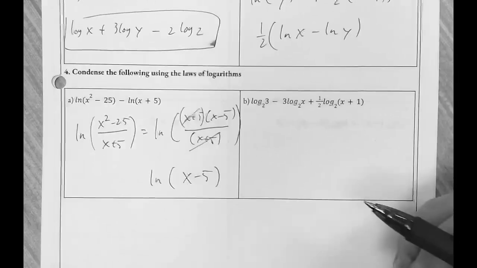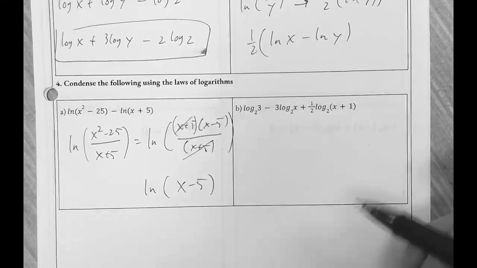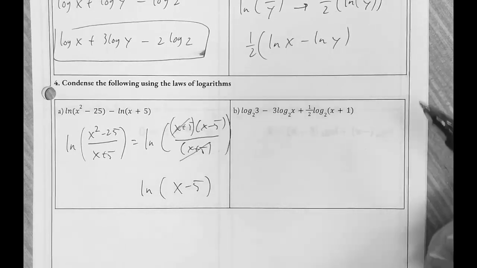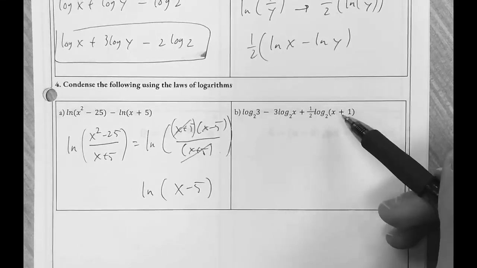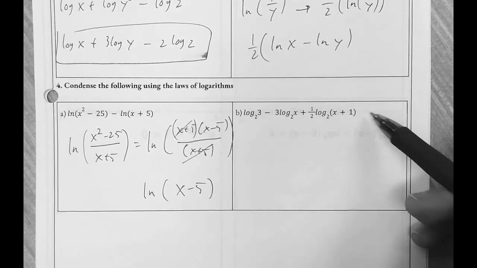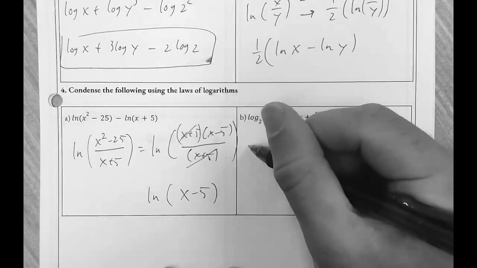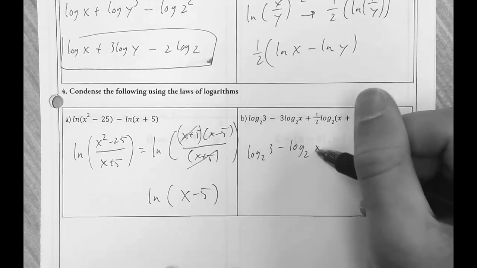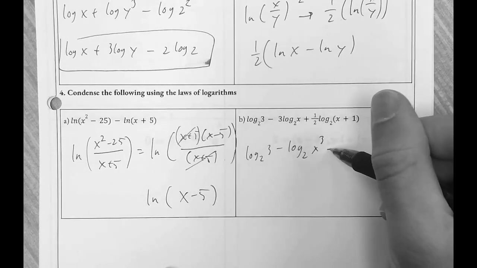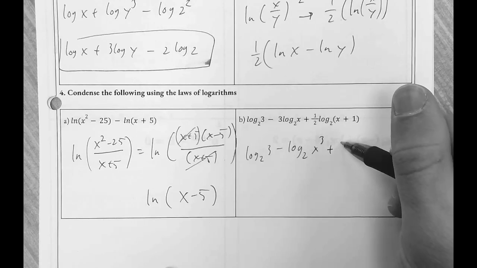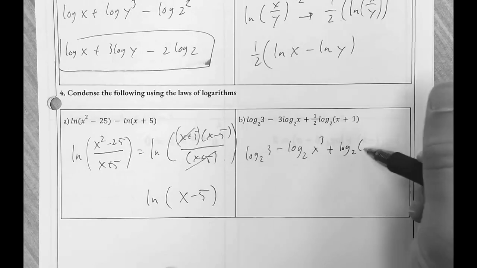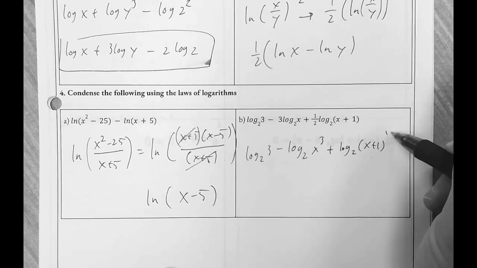Okay. Last one, B. So this one looks a little more complicated. Before we start combining, we need to get these coefficients out in front, or rather, rewrite the coefficients as an exponent. So we're going to have log base 2, 3 minus log base 2 x to the third plus log base 2 x plus 1 to the 1/2.